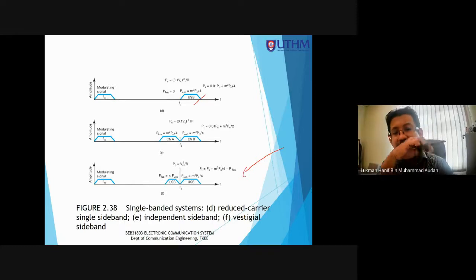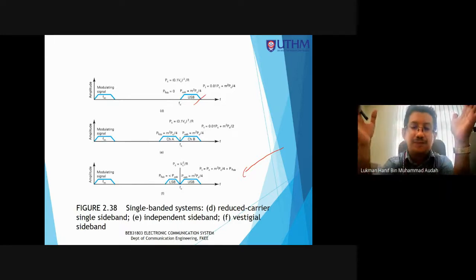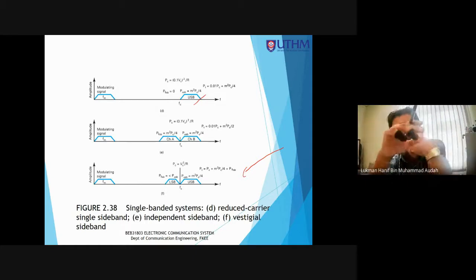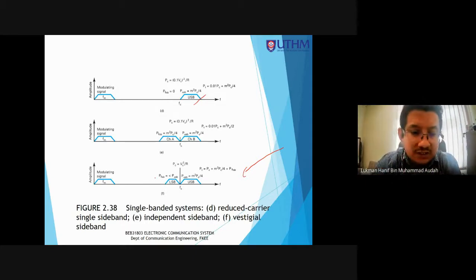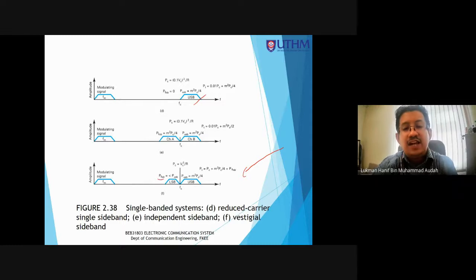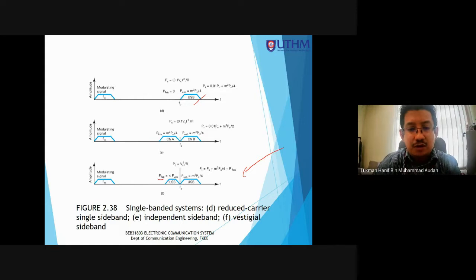Okay, so vestigial sideband still have two sideband. Dia masih ada dua sideband. Okay, lower sideband dan juga upper sideband. Okay, yang pertama kalau kita lihat, power of the lower sideband is less than the power of the upper sideband. Dari segi power dia lebih kecil. Okay, itu yang pertama. Yang kedua adalah dari segi bandwidth. Bandwidth of the lower sideband is small compared to the bandwidth of the upper sideband.